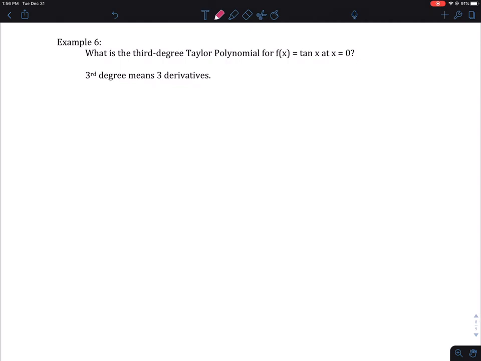Okay, so if I wanted to do the 3rd degree Taylor polynomial, degree means the number of derivatives that it takes. In this case, the 3rd degree means 3 derivatives because the degree and the derivatives match. So f of 0 is 0. And I'll show you an example, and you'll see some in the review as well, where it doesn't work out, where the degree, the order and the number of derivatives don't match.